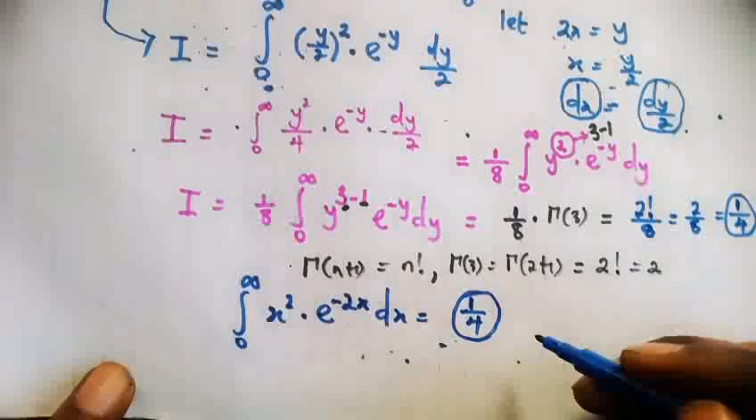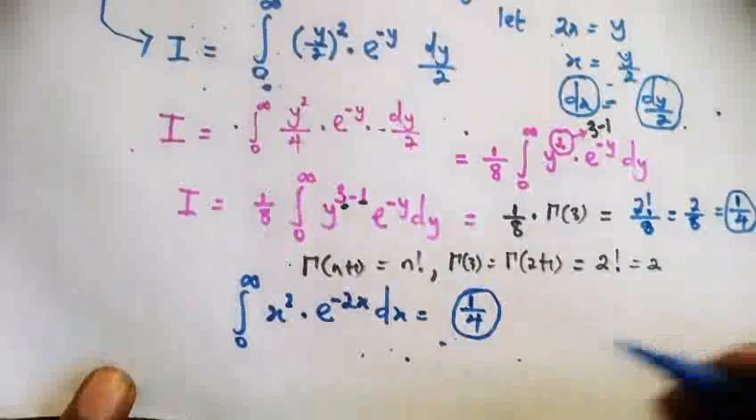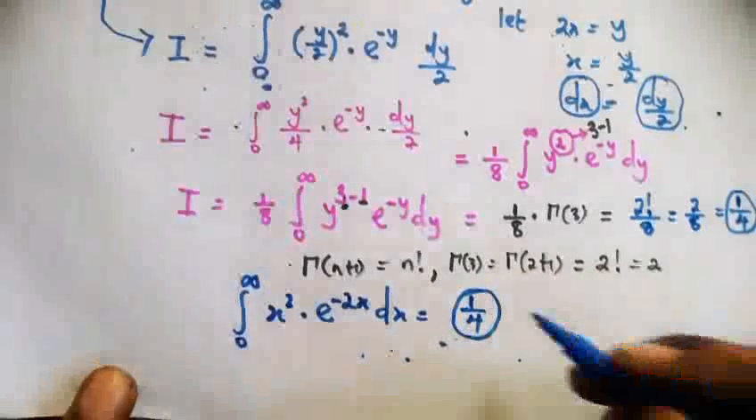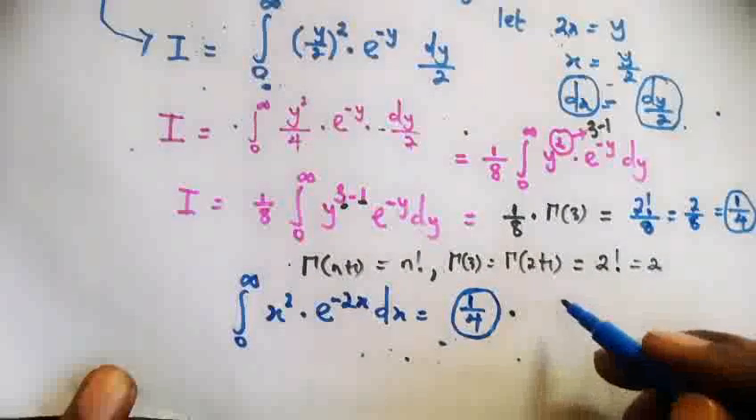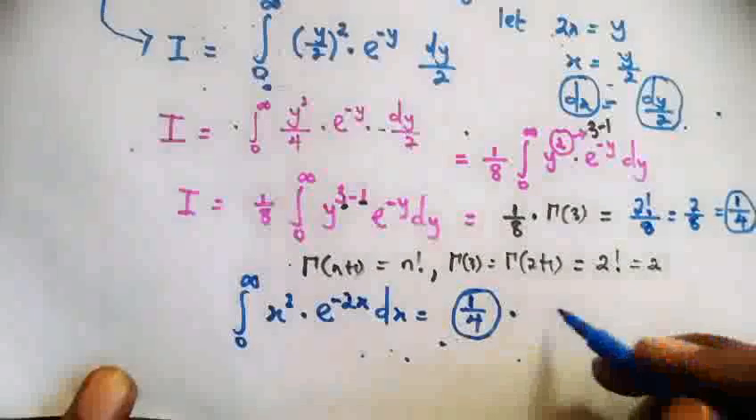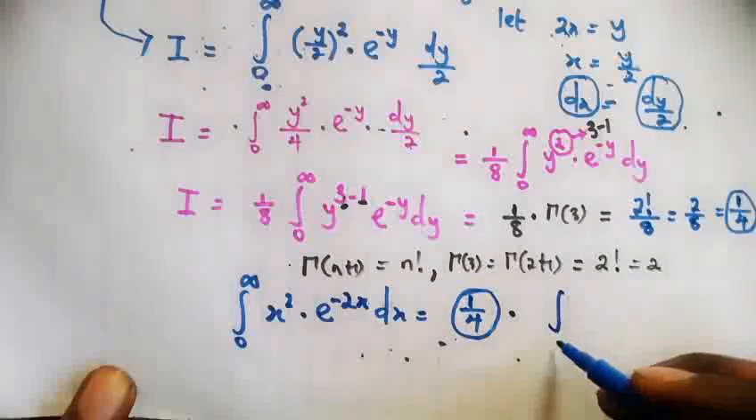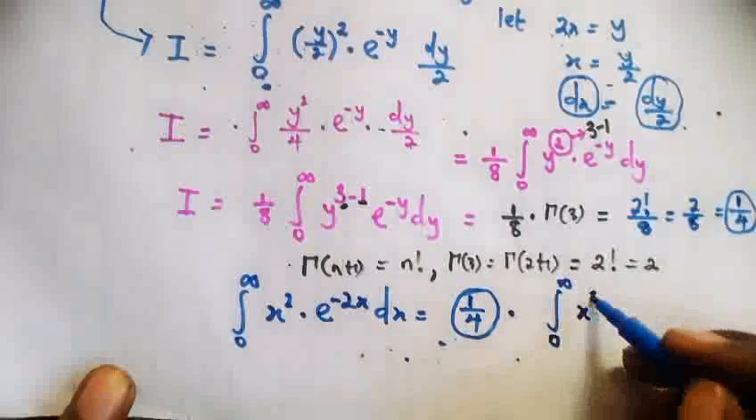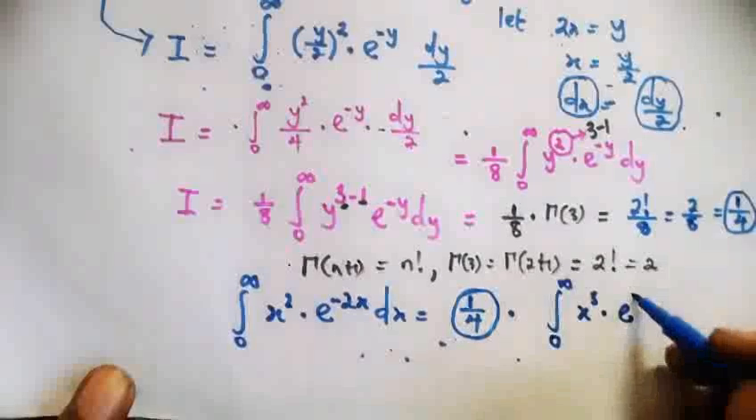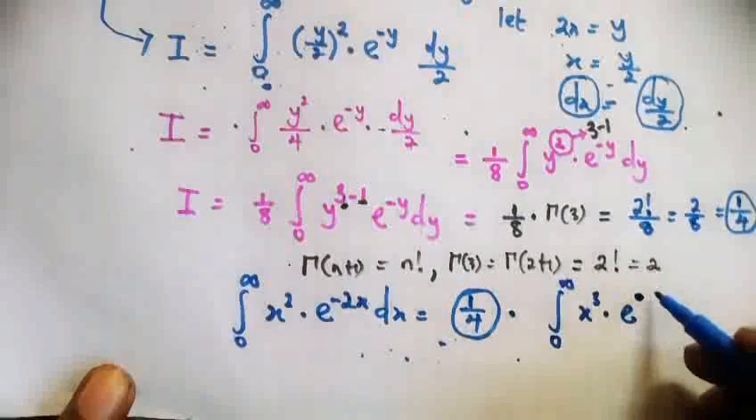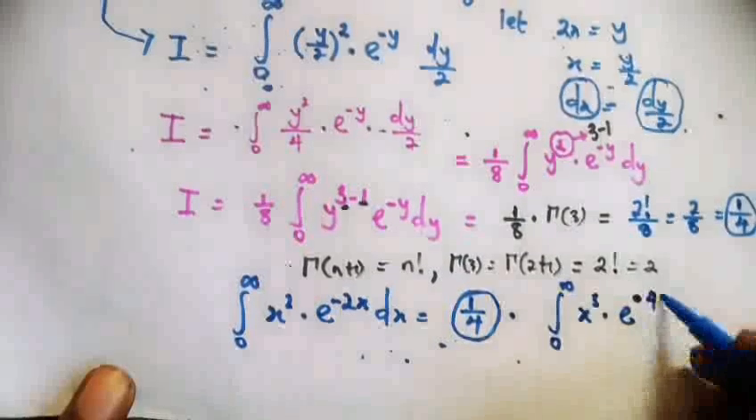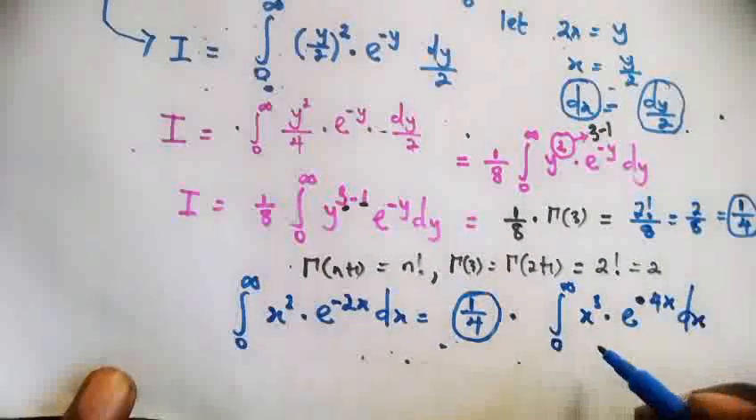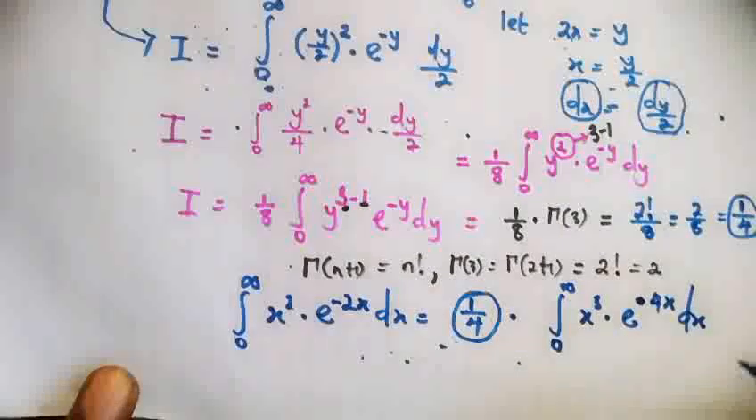Now, I'm going to drop a question here. If you can solve it properly, drop your answer in the comment section. Evaluate using this gamma function to check your understanding: the integral as x goes from 0 to infinity of x raised to power 3 times e raised to power negative 4x dx.